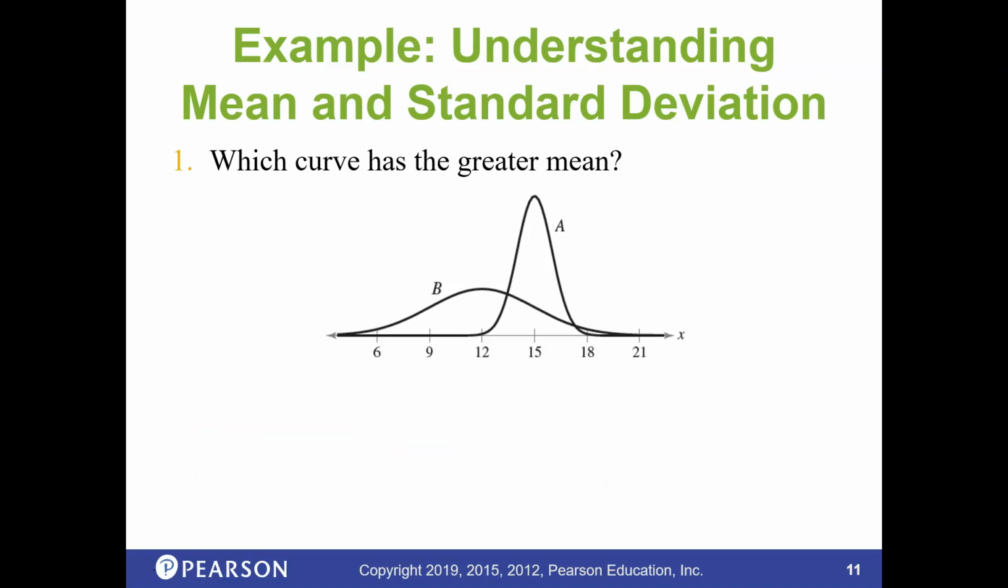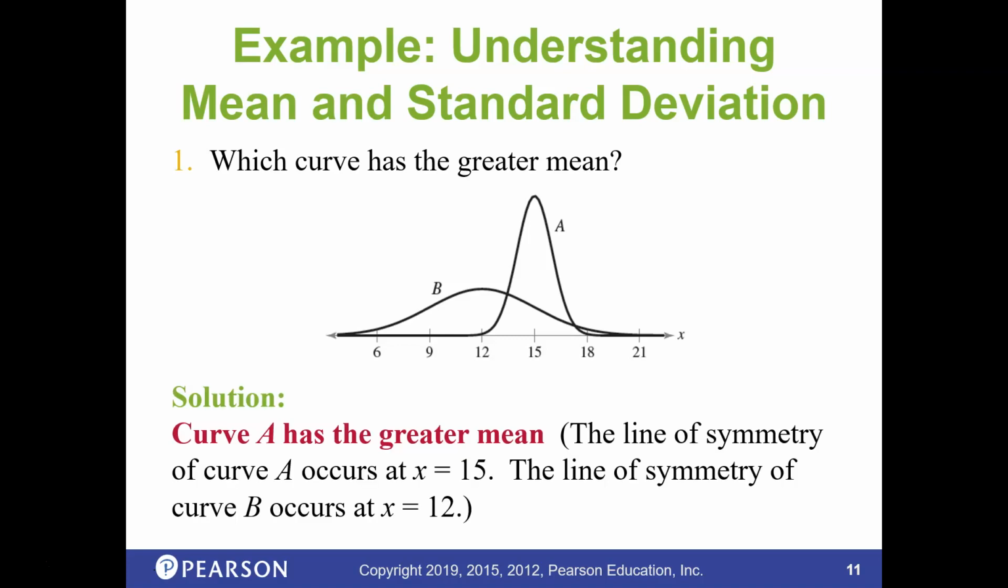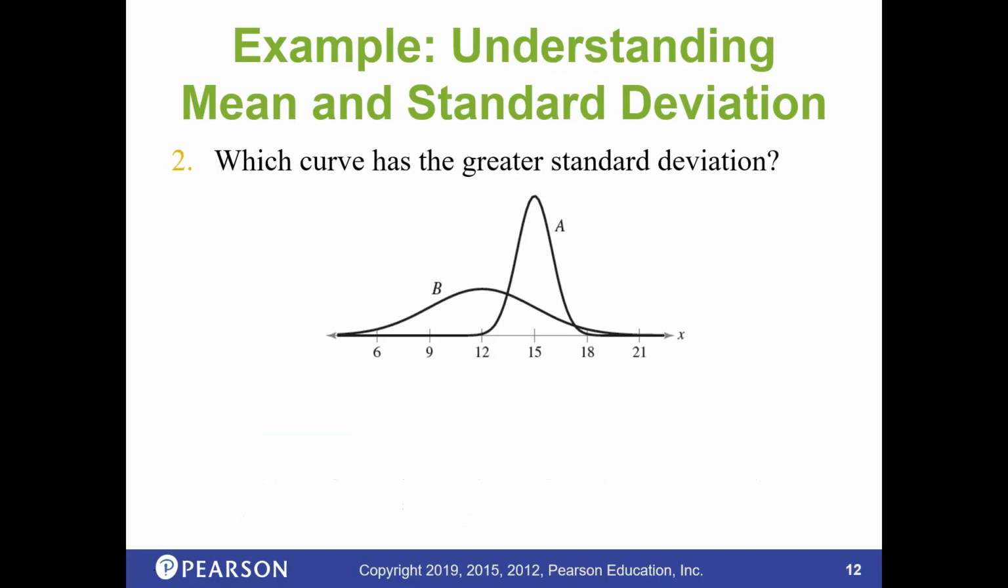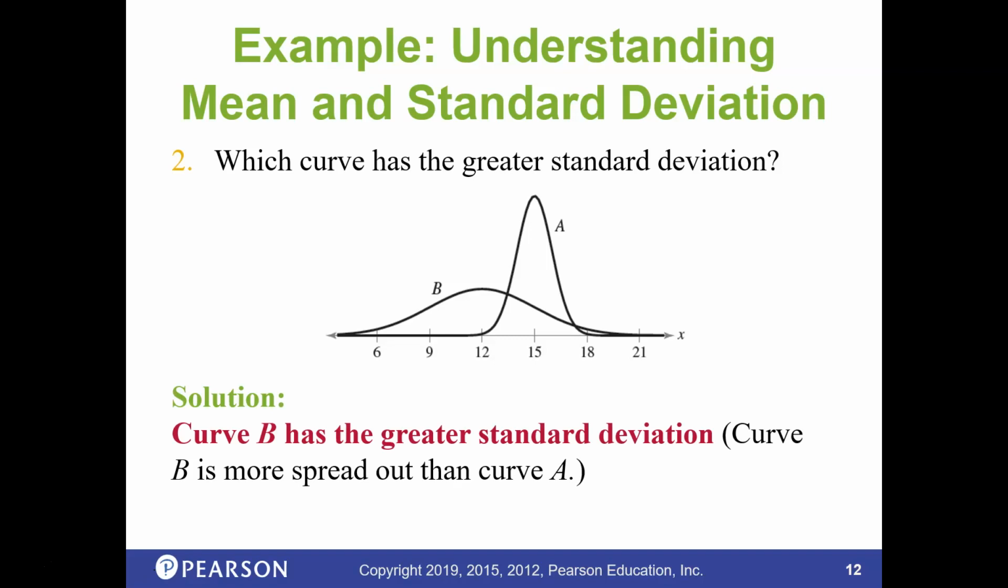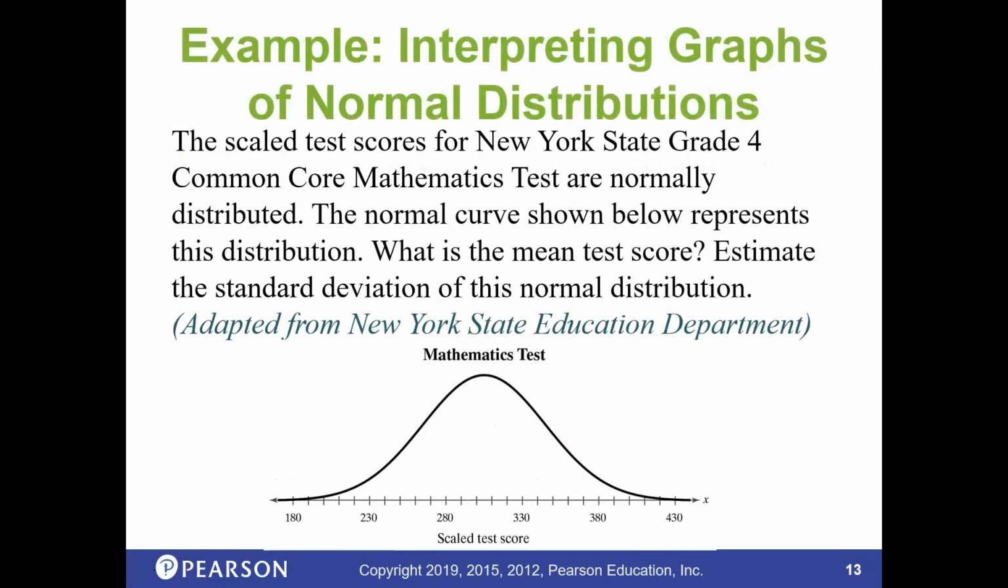So which curve has the greater mean here? Obviously curve A, right? It's centered around 15, and B looks to be centered around 12. Which curve has the greater standard deviation? That would be B. It's wider. There's more variability in B than there is in A.